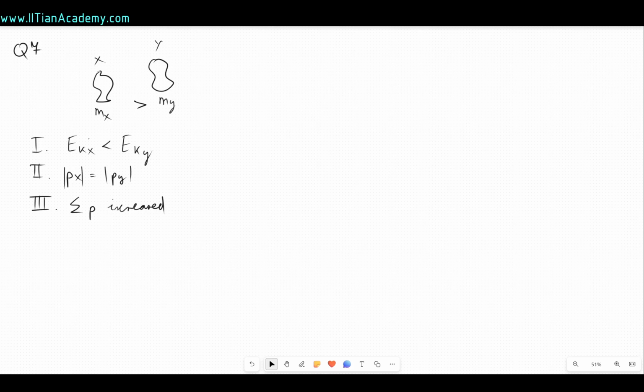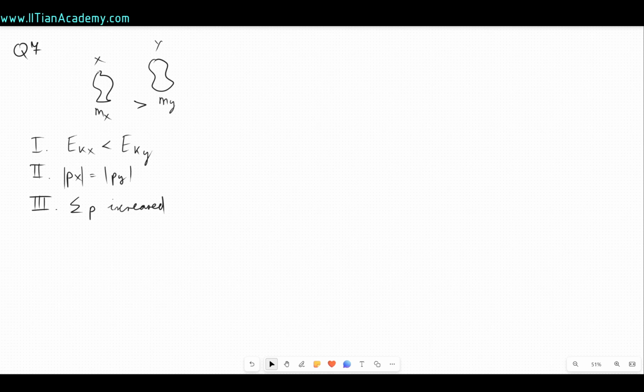So in question 7, we're given that a firework rocket launched vertically upwards explodes into two pieces, x and y, once it has reached its maximum height, and we're told the mass of x is larger than y. We have 3 statements made about these pieces, and we need to determine which are correct.